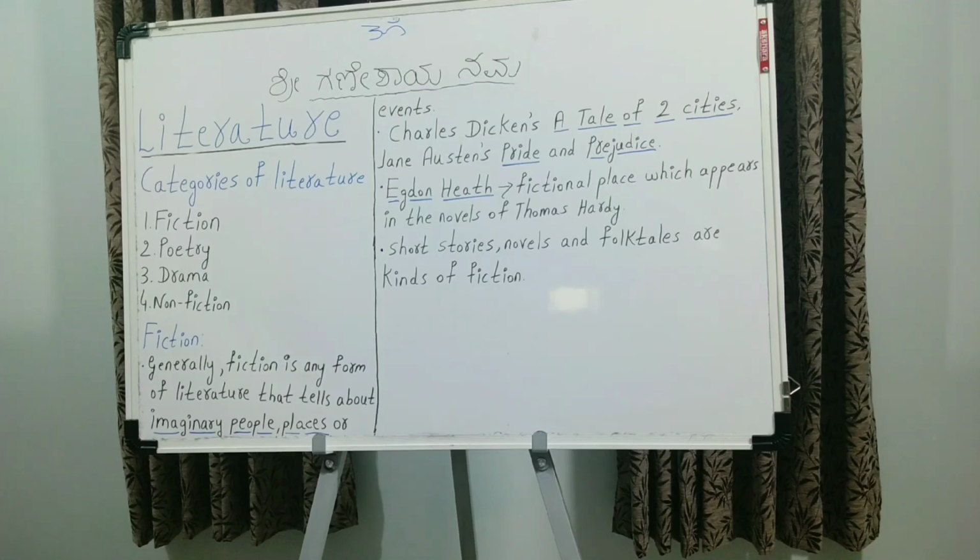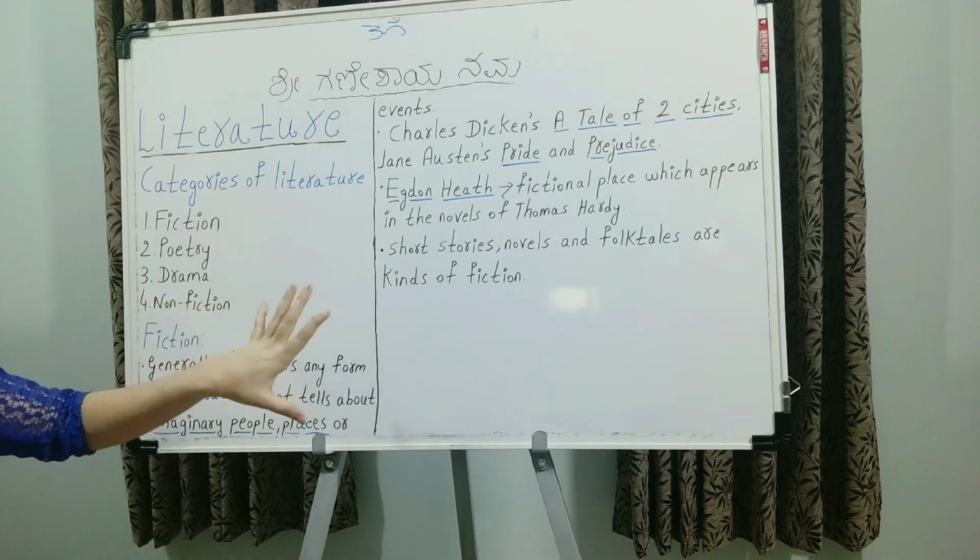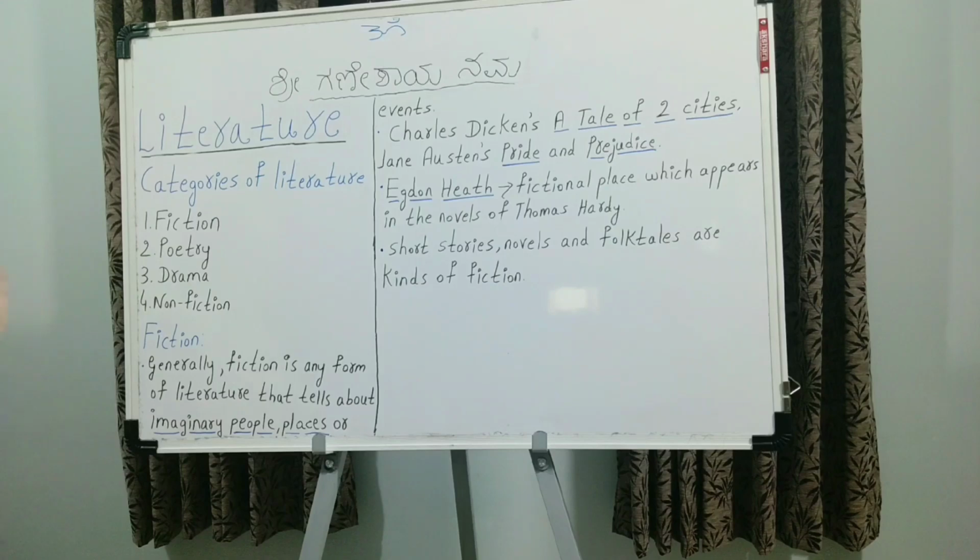So, what are some of the best examples of fiction? Charles Dickens' A Tale of Two Cities, Jane Austen's Pride and Prejudice. Another important fictional place which I would like to mention is Egdon Heath. This is a fictional place which appears only in the novels of Thomas Hardy. It is not a real place. You can find it only in the novels of Thomas Hardy.